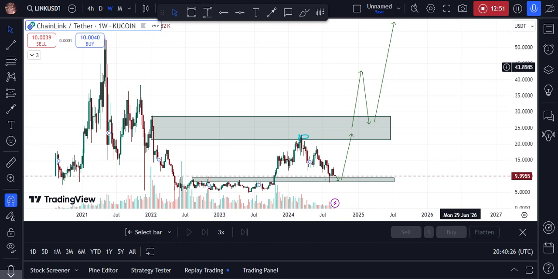So guys, don't miss this very opportunity. Get on your favorite exchange and plant a buy for Link USDT.